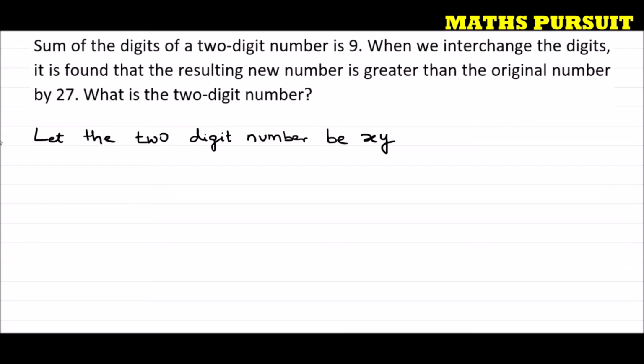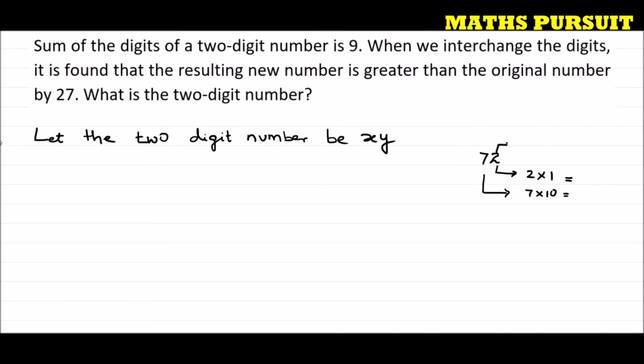Now guys, the question is telling us the sum of the two digits of a two-digit number is 9. Now we are assuming this two-digit number to be xy. Before moving further, let me tell you one thing. Let me take one example. If my two-digit number is 72, this two-digit number comprises of units like 2 into 1 and 7 into 10.